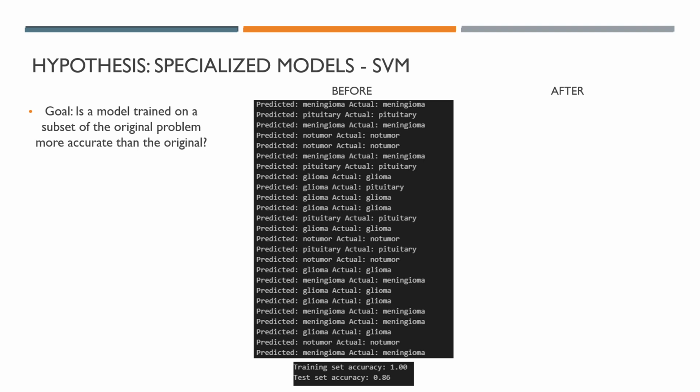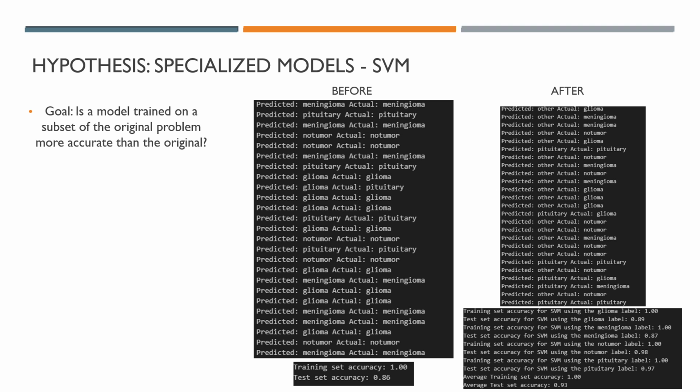As you can see, we get about an 86% accuracy for the unspecialized model. When training it for the specialized model, we can see the labels that it now uses. This one is from an SVM that was trained on the pituitary label, and it'll either predict other or pituitary, and that raises the average accuracy for all the labels to 93%, or about a 7% increase.